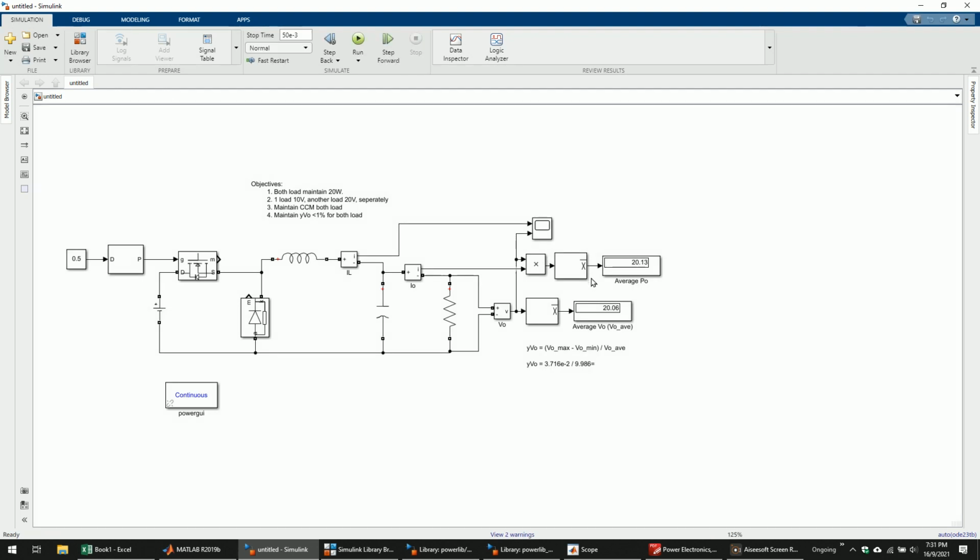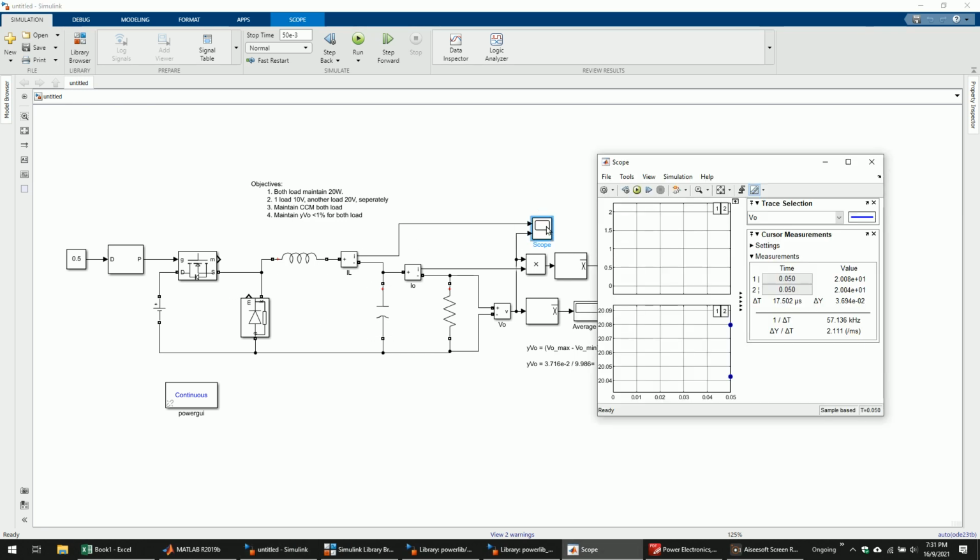Sometimes it can hang. You can see here, the first objective is 20 watt. It's achieved, 20 watt. How about the voltage? You set it to 20 volt, and you achieve 20 volt here. So correct. And how about the continuous current mode? So press this. It will automatically ensure that your graph is within the limit.